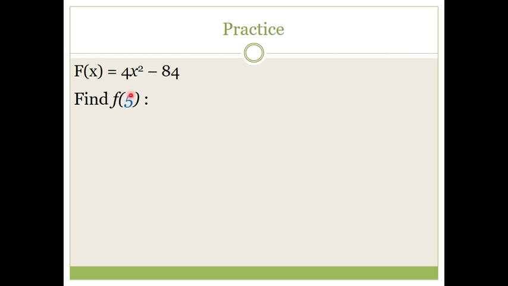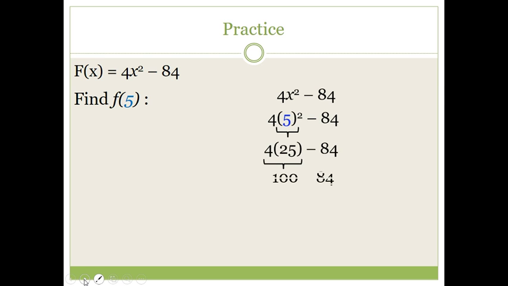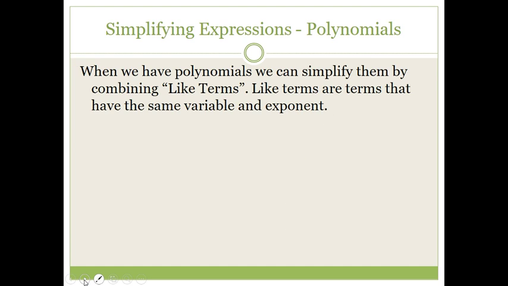So it's saying, hey, wherever I see the variable x, which is indicated here in this f of x, just go ahead and substitute in, replace it with 5. And then you'll notice we do the exact same thing that we just did. I'm going to use the order of operations and say that 5 squared is 25. 4 times 25 is 100 minus 84, which is 16.